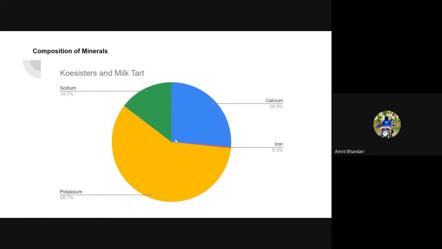And also talking about the composition of minerals: sodium content 14.7%, calcium content 26.3%, potassium content 15.7%, and iron content 0.3%. It means that the potassium percent is higher than the iron percent. So next slide, please.